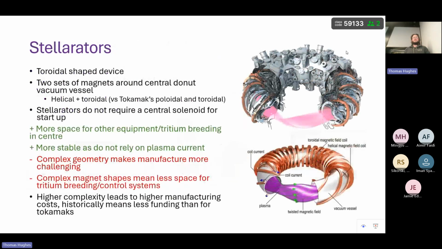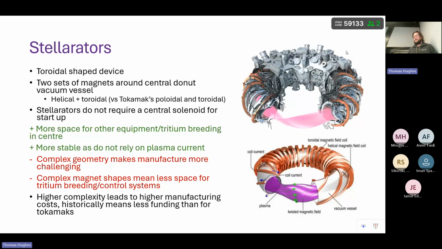Right, so let's crack on to actually what we're covering this week. So this is a Stellarator. This particular one I'm using as an example is Wendelstein 7-X. So it is still a toroidal shape. It's very adjacent to the Tokamak stuff. But instead of having a central solenoid and then poloidal and toroidal field coils, it has helical and toroidal. So two sets of magnets wrapped around the same shape. They don't require a central solenoid for startup. So generally, this means they have more space for other equipment in the middle. And then they're more stable generally as well. That's why they're favored. Their plasma stability is much better.